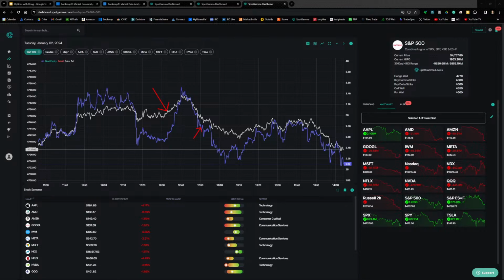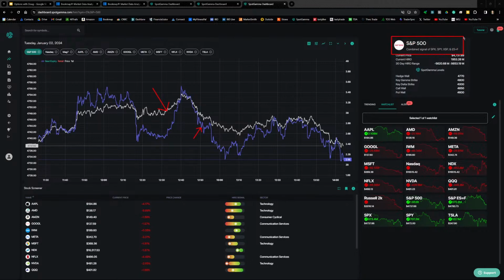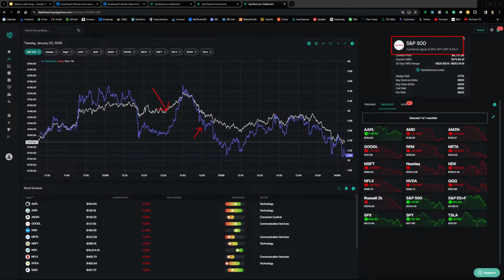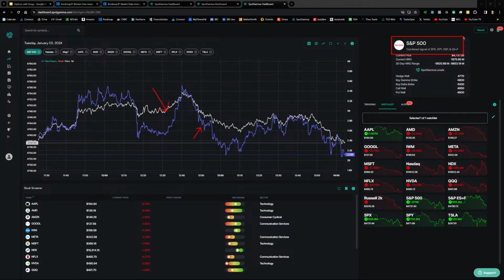This hero signal for this chart is showing a combined signal, options trades and market maker hedging activity, for SPX, SPY, XSP, and ES futures, all into one signal. And if you trade any form of the S&P 500, this is the chart that I recommend. I think this is the one that Brent, the founder of Spotgamma, typically looks at as well. It provides the most information for the S&P 500.